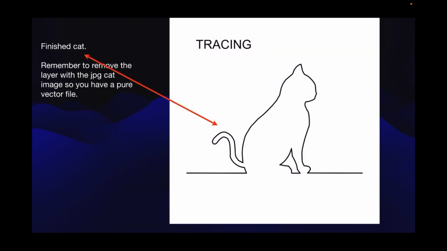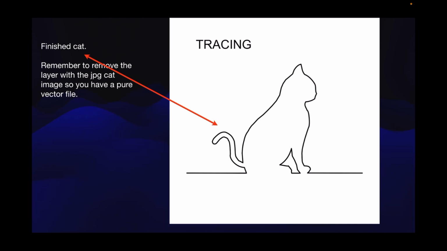Now there's your finished cat. Remember to move the layer with the JPG cat image so you have a pure vector file when you export it as a vector. Now you'll notice there that there are still some flat lines, not curves. That's up to you. You've got to take the time to make the curves.